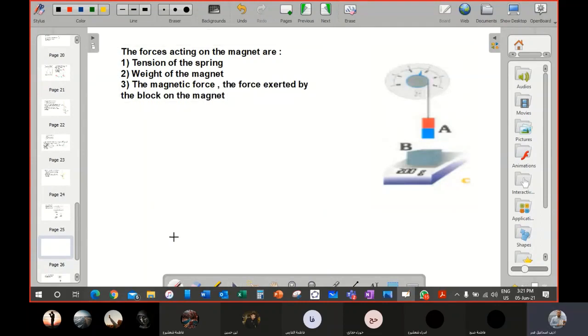Okay, let's name them. Tension is T, weight is W, and the magnetic force, let's name it M. I have a magnetic force because there is attraction between the magnet and the block. Okay? Yes. Is it clear? Okay.